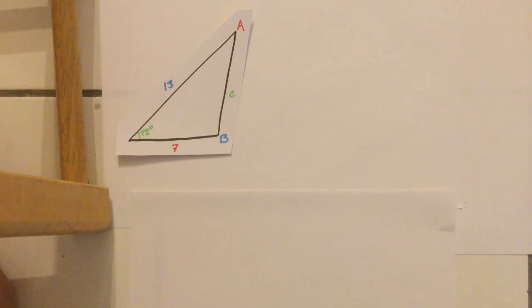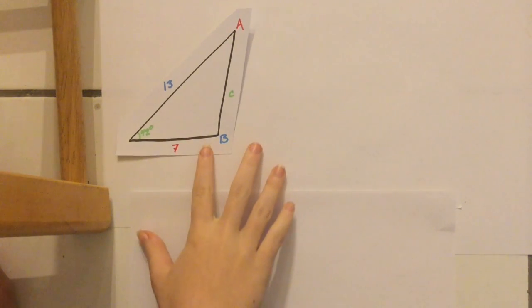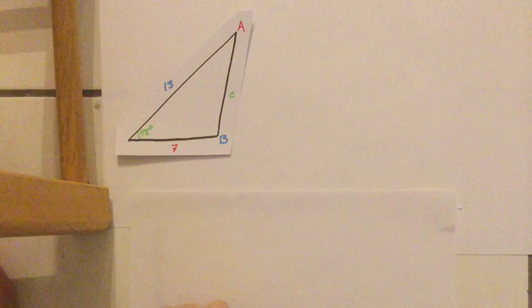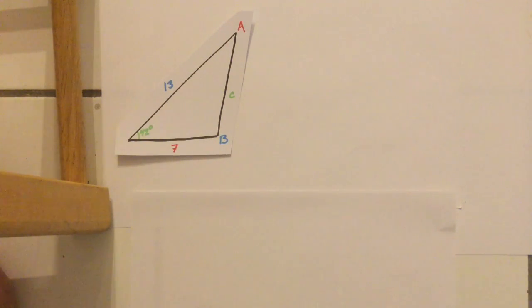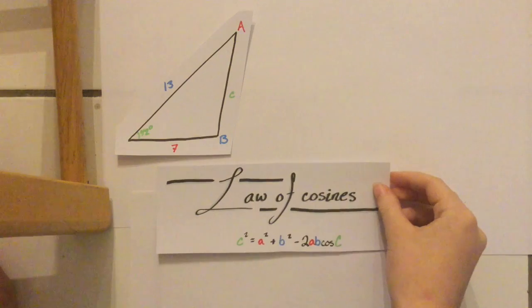I'm Sam, and I'm here with my friend Nadia to help explain how to solve a side-angle-side triangle. Now, in front of us, we have a simple side-angle-side triangle, and to jump right in, we're going to start by solving side C with the law of cosines.